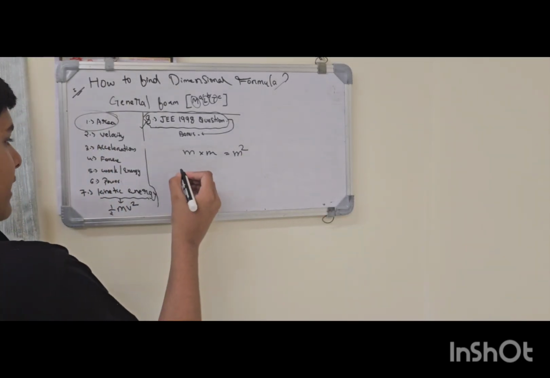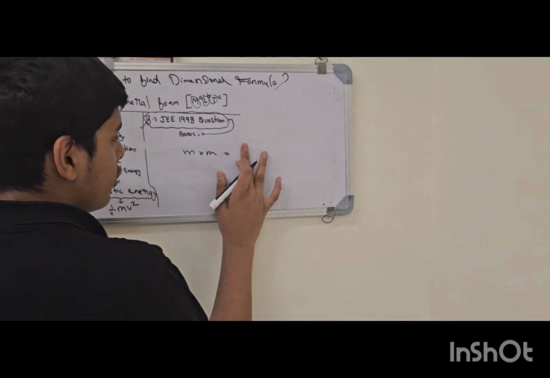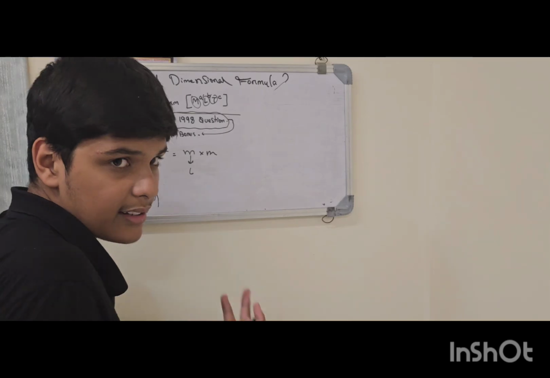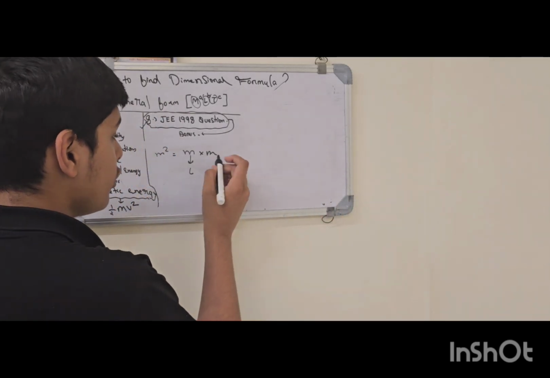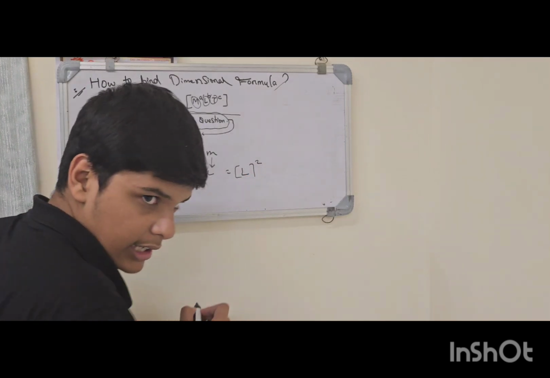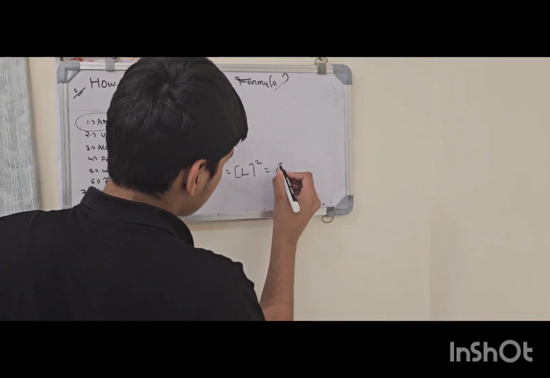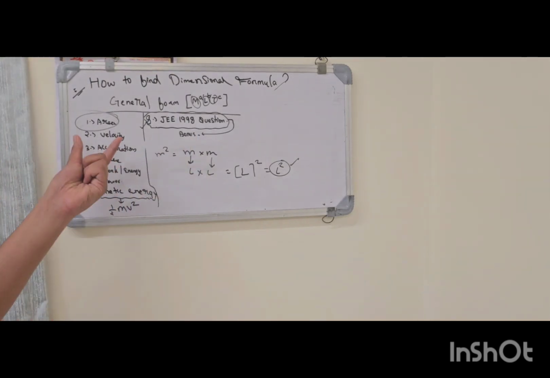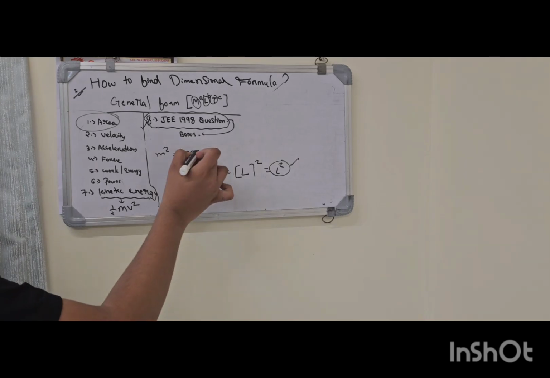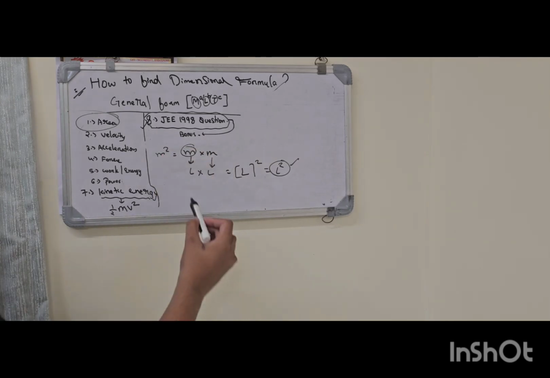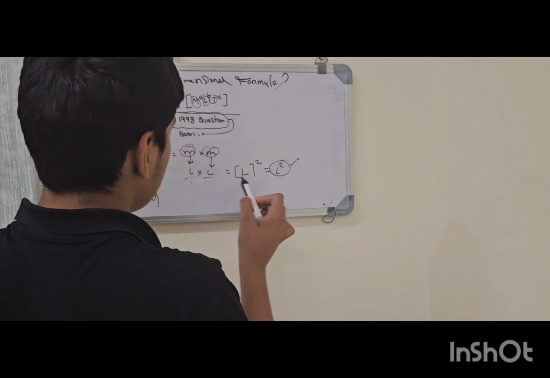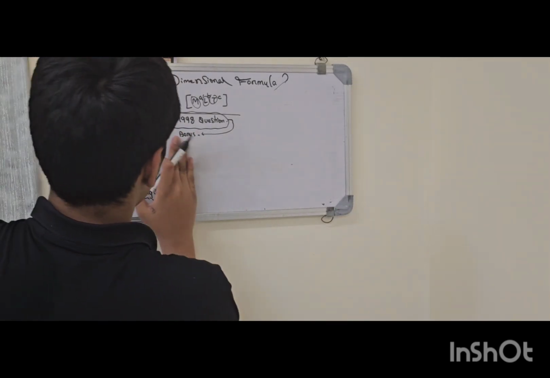So simply, meter square is equal to meter multiplied by meter, and meter is a length. We had learned the symbols. Here also meter is a length, so L multiplied by L is equal to L square, correct? And we will just take the square inside the bracket, which is [L^2]. Simple. So this is the dimensional formula of area. You may not have understood all of this yet, but you will slowly understand. Meter is represented by L, so L multiplied by L is L square.